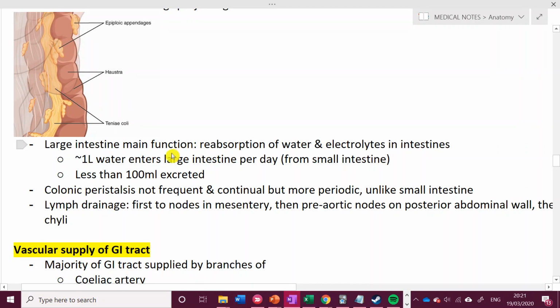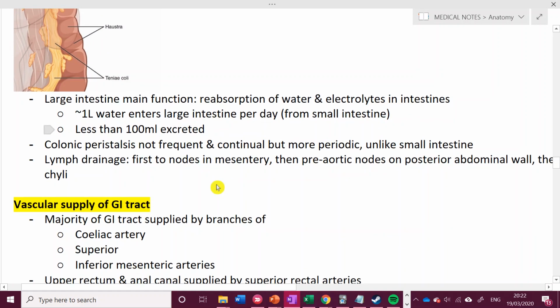So the large intestine's main function, unlike the small intestine's function of absorbing nutrients, is to absorb the water and the electrolytes. About 1 litre of water enters the large intestine per day from the small intestine, but less than 100 millilitres is excreted, so about 90% of the water is absorbed.